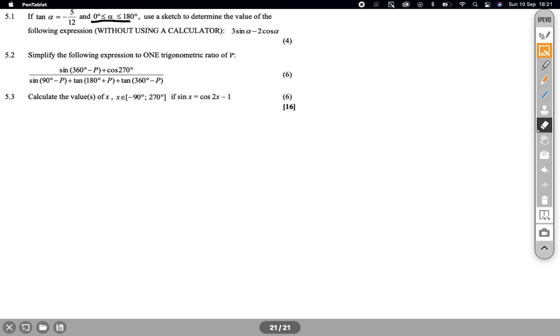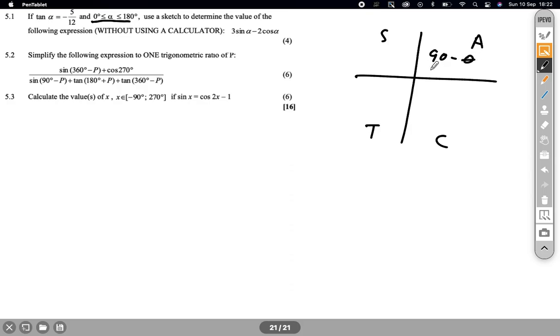Okay, let's go to 5.2, and we need to have our CAST diagram. Remember, A is for all, S is for sine, T is for tan, C is for cos. And our reductions are as follows: 90 minus theta, 360 plus theta, 180 minus theta, 90 plus theta, 180 plus theta, 360 minus theta, and finally negative theta.